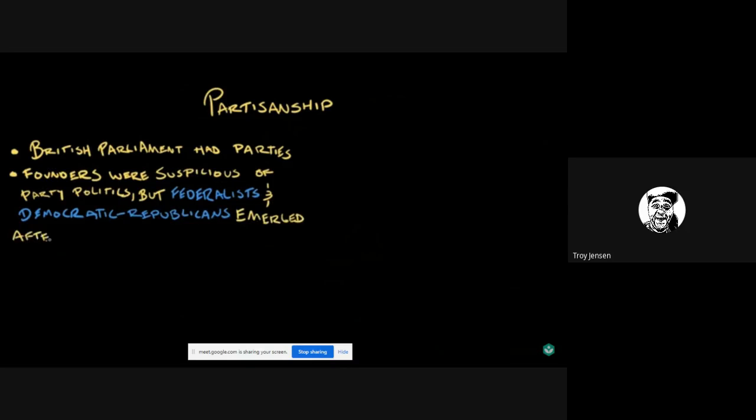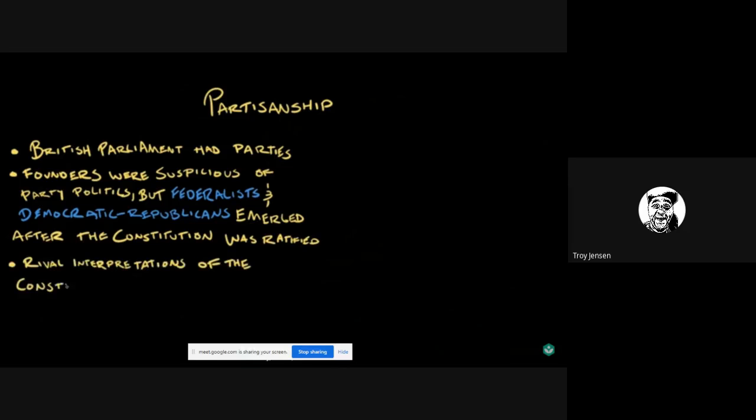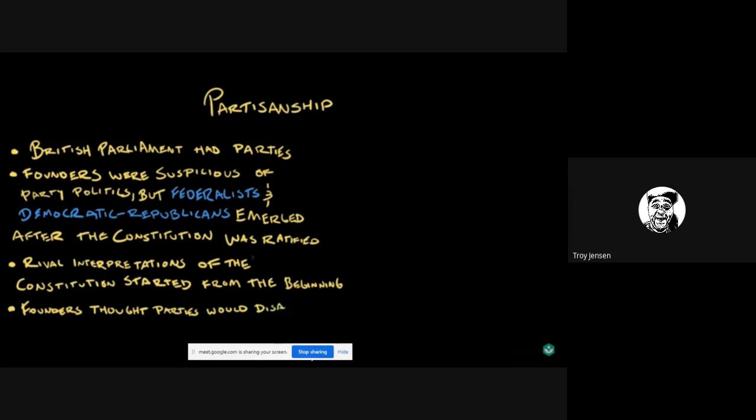So even back then, there were rival interpretations of how the Constitution should be carried out and what kind of power the national government should wield. But they somehow thought, naively, I think, that the parties would disappear and that people would have allegiances to their state or to their region, but they wouldn't have allegiance to a party. That broke down completely, almost immediately after the Constitution was written.